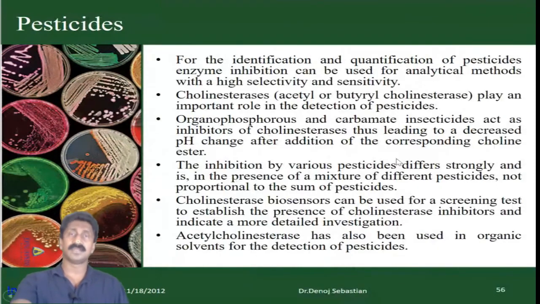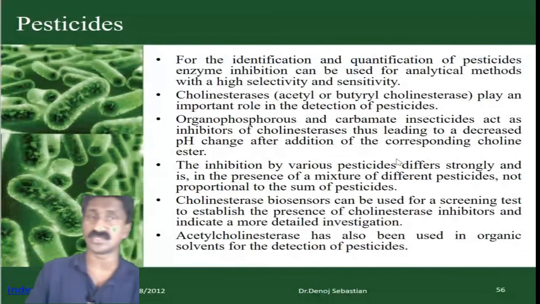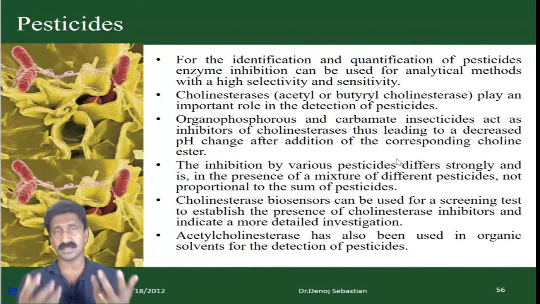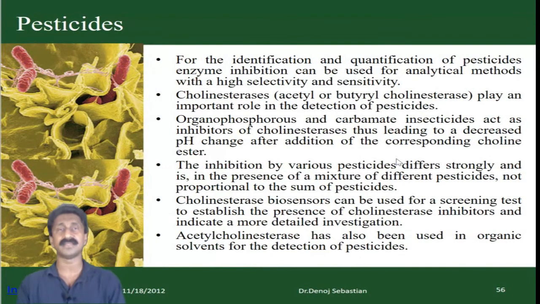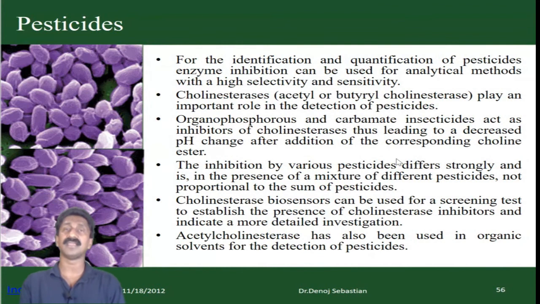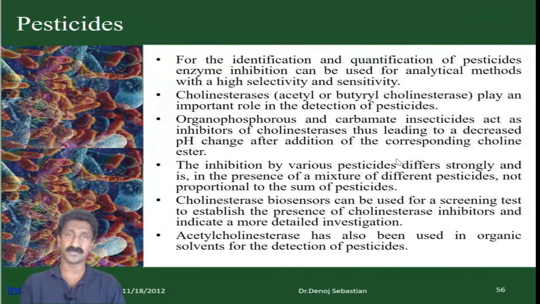Now, the next one is about the pesticides. For the identification and quantification of pesticides, enzyme inhibition can be used. The principle behind the detection of these pesticides is enzyme inhibition, and that can be used for analytical methods with high and selective sensitivity. So these are cholinesterases.